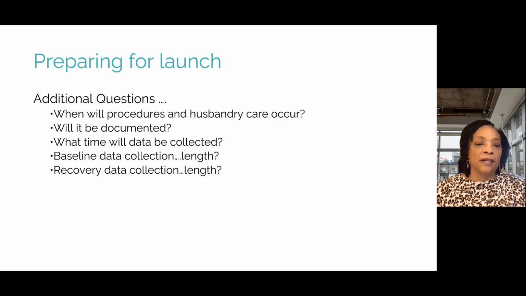While you're doing this, there are a lot of questions that you should be thinking about as part of the study. There will be important nuanced things that are not thought of. Procedures, husbandry care.